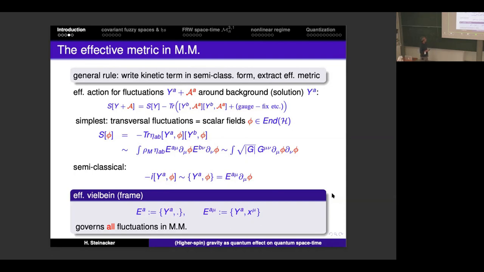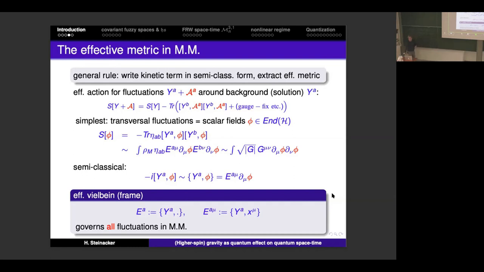Now, to understand the kinetic term, the easiest way is to look at the fluctuations. There are all kinds of fluctuations: there are tangential fluctuations, and there are transversal fluctuations. The transversal fluctuations are the easiest ones to understand, so let's focus on them. They come from transversal matrices.